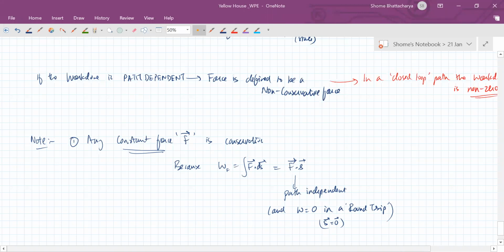So for example, of the mechanical forces we've seen, automatically we'll understand that mg, or the gravitational force, is conservative because it's a constant force. Therefore, it is a conservative force.